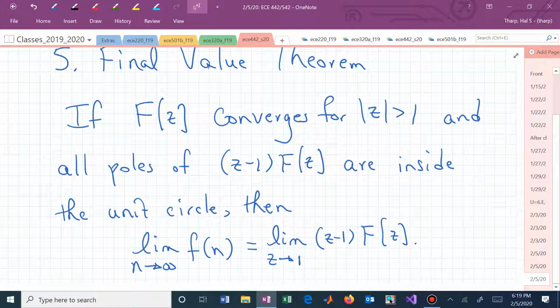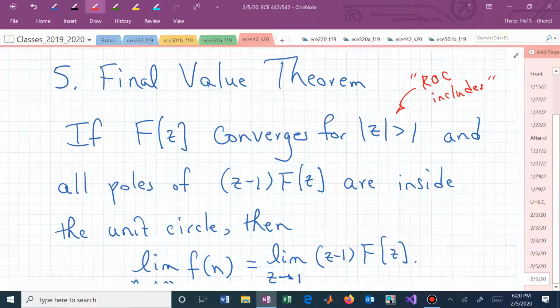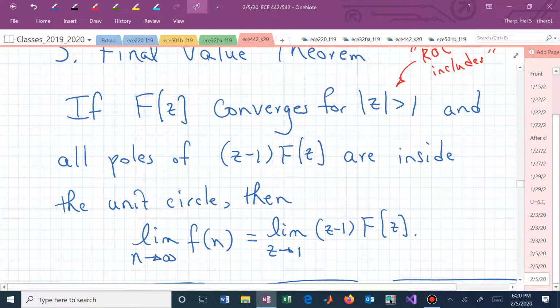So the region of convergence includes all of the z-plane beyond z equal to 1. And we want all the poles of F of z, when scaled by z minus 1, to be inside the unit circle. Then we can apply this theorem.